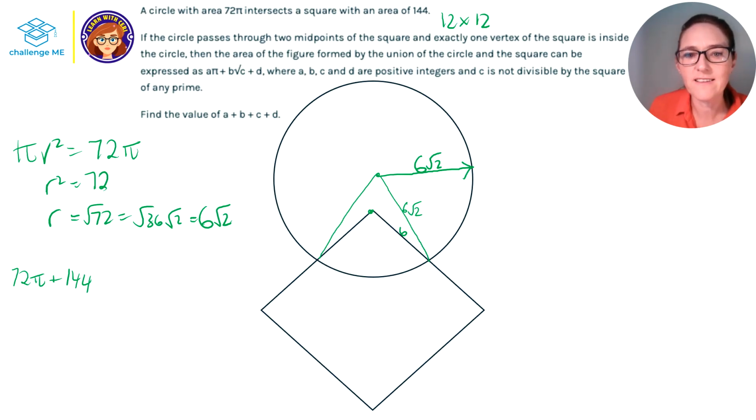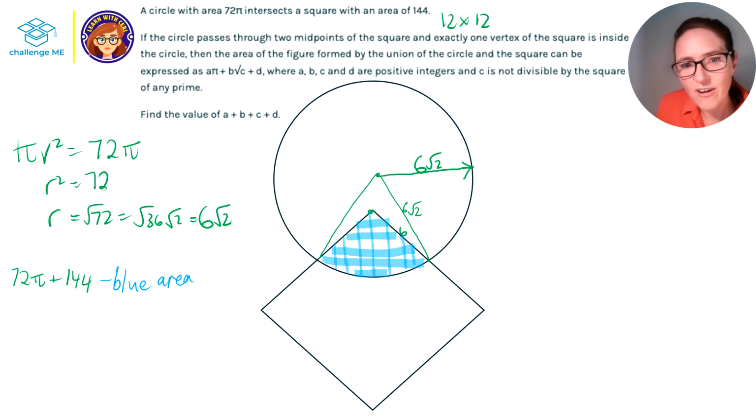I'm going to highlight this section here in blue. We're going to count this area twice. This bit here, only the bit where the square goes over the circle. So let's have a look at how we can work out that bit, because that is the bit that's going to get subtracted from that total area of adding the two shapes together.